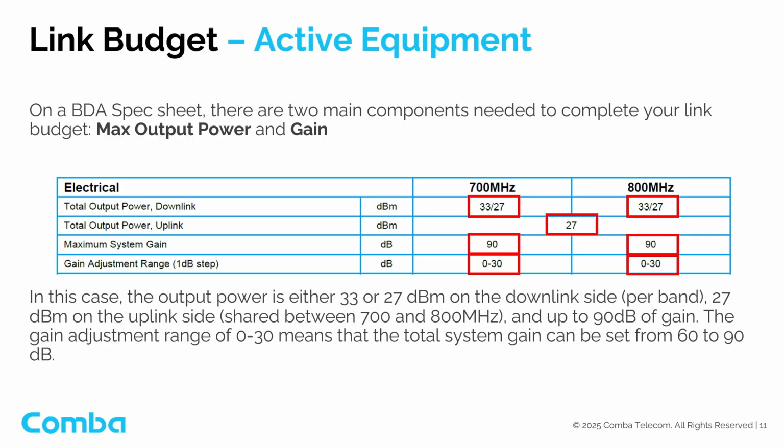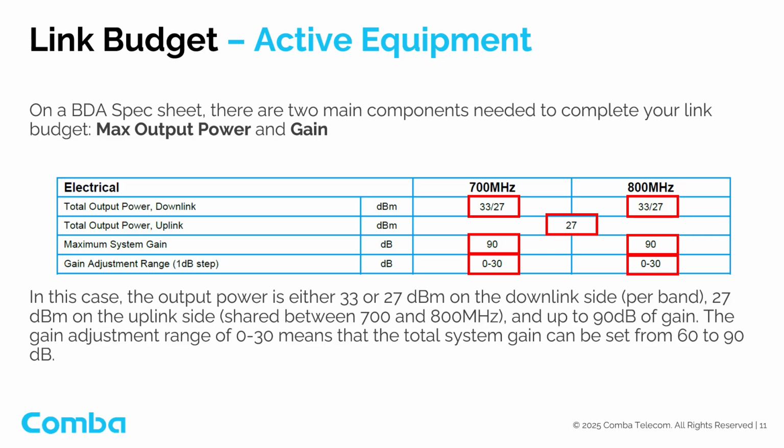In addition to accounting for system losses, it's essential to include the BDA gain and maximum output power in your link budget. These values can be found on the manufacturer's datasheet, which typically spans 2 to 3 pages and includes various technical details. For link budget calculations, the most critical specifications are the maximum output power and the system gain.